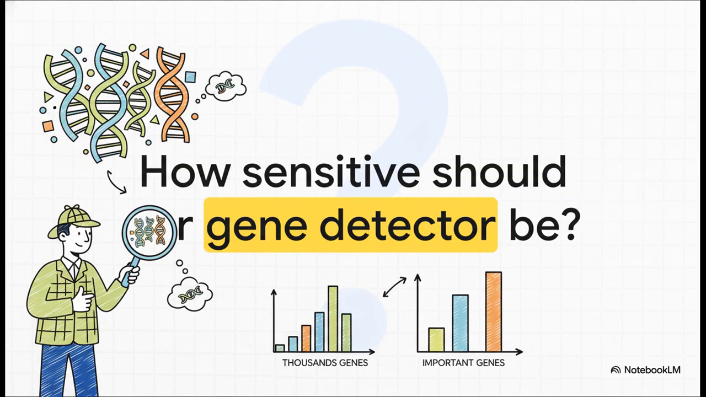And that leads us to a really critical question. How sensitive should we make our gene detector? I mean, if we set the dial too high, we'll get thousands of significant genes, but most of them will just be noise. But if we set it too low, we might miss the real clues entirely. We have to find that perfect sweet spot.